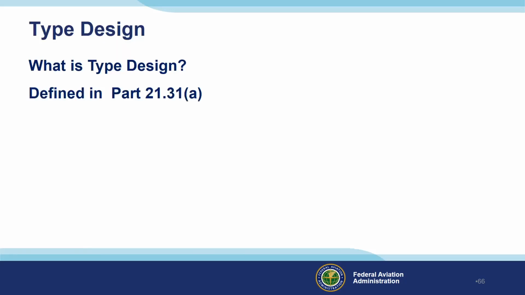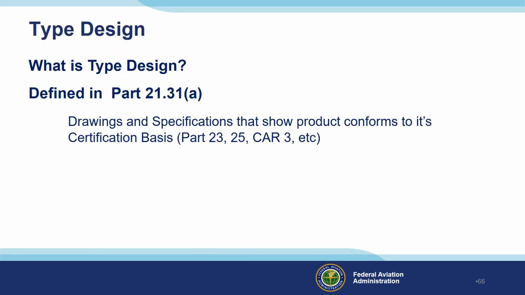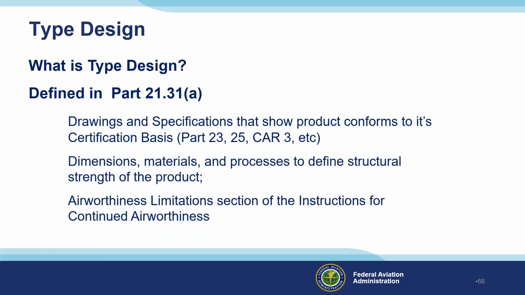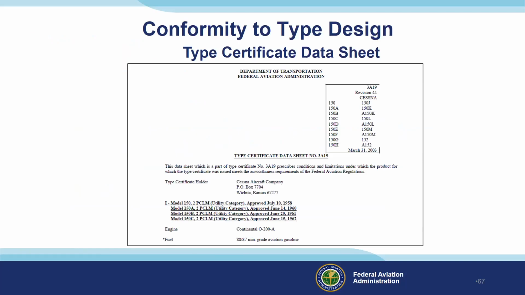So what is type design? It is defined in part 21.31(a), and it's the drawings and specs that show it conforms to its certification basis. Here's an example of a type certificate data sheet. How do you know it conforms to its type design? Well, this is a good place to start. The type certificate data sheet is a summary of the type design. Some people call it the birth certificate for an aircraft. This is for a Cessna 150 series. It's about 19 pages long.